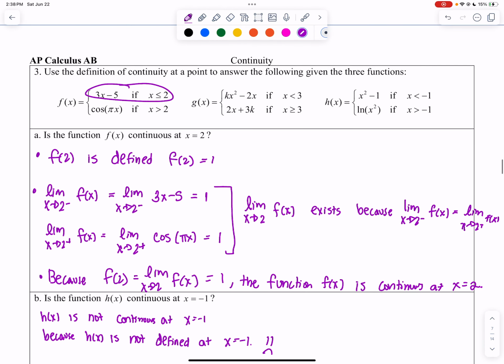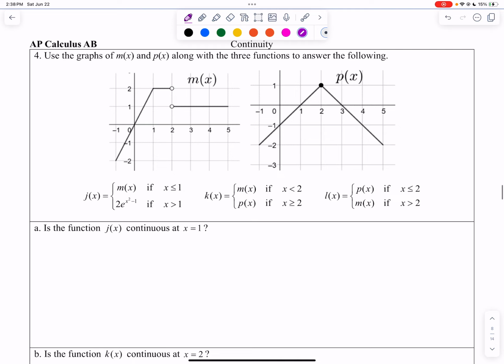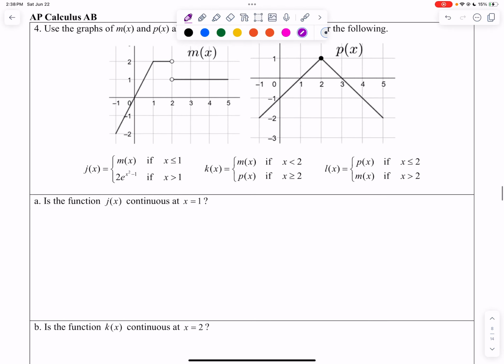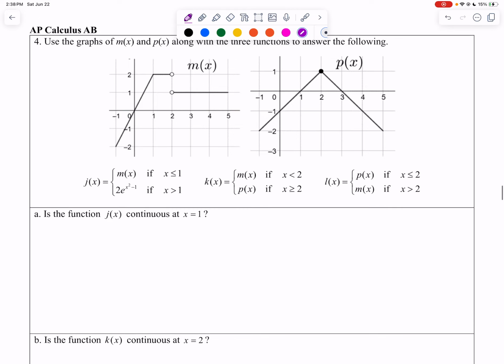Now these were easy peasy lemon squeezy because I gave you functions. Now what if I give you functions and graphs to answer these questions right here? We're doing the same thing where we're using the three-step process, but now we have graphs.